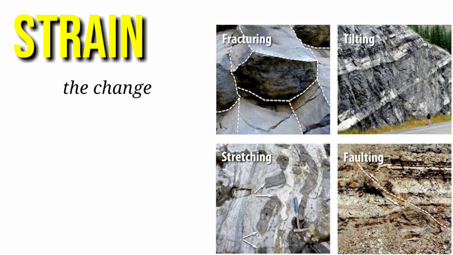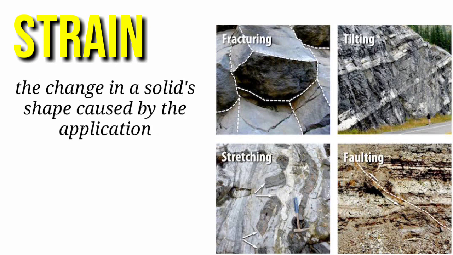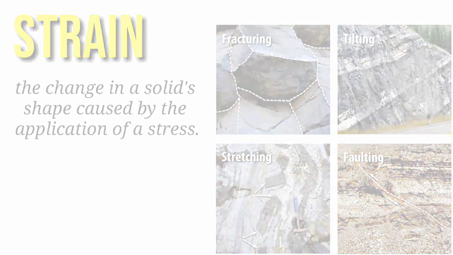The word strain refers to the change in a solid's shape caused by the application of a stress. Depending on the solid, a given stress might cause a great or small strain. Rocks only strain when placed under stress.